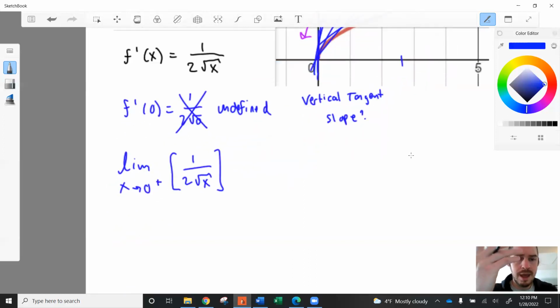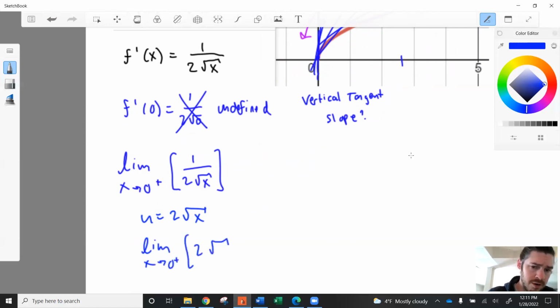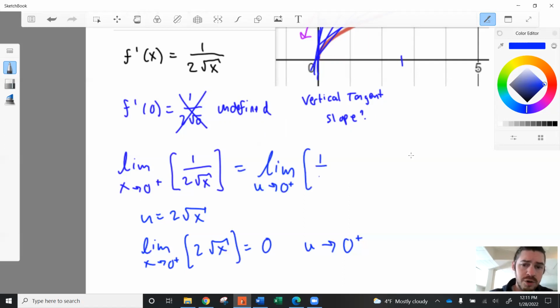For example, let's let u equal 2 times the square root of x. We can take the limit of that. The limit as x approaches 0 from the right of 2 times the square root of x is just going to be 0, right? And it's also notable that if x is a positive number, the square root of x is a positive number. So we're approaching 0 from the positive side in particular. So our u would be approaching 0 from the right. I can rewrite this then. The limit as u approaches 0 from the right of 1 over u.